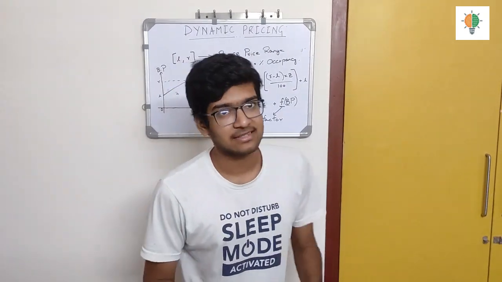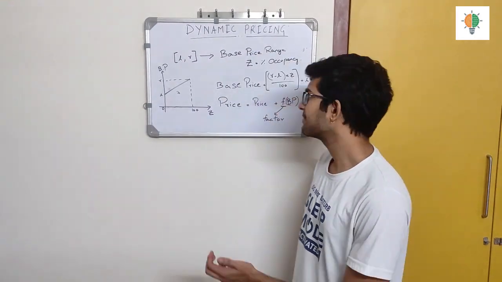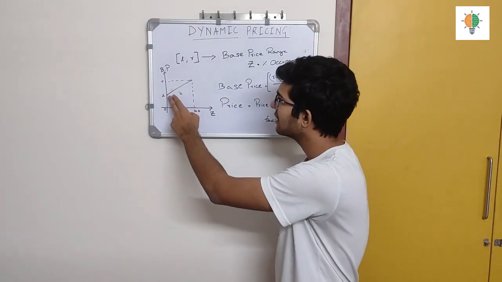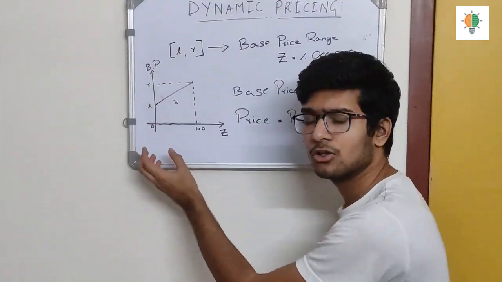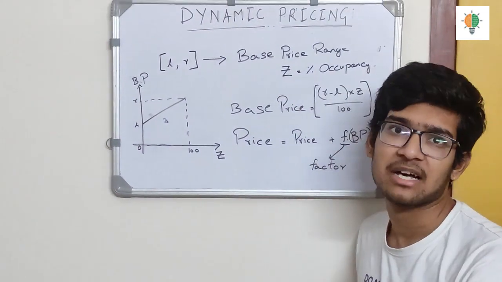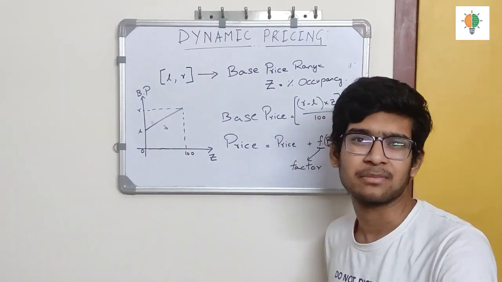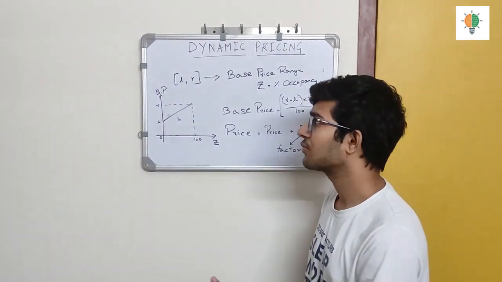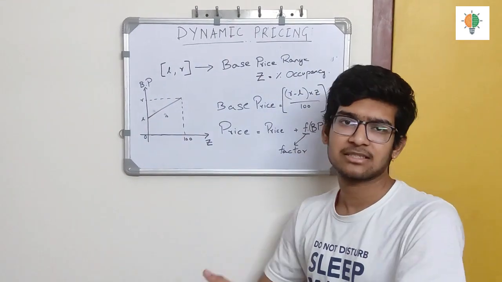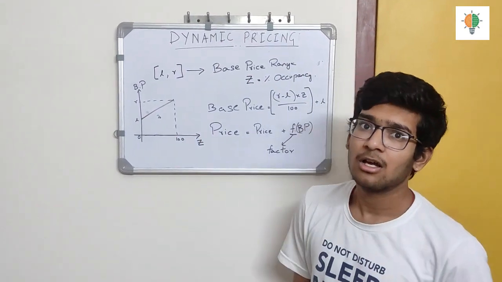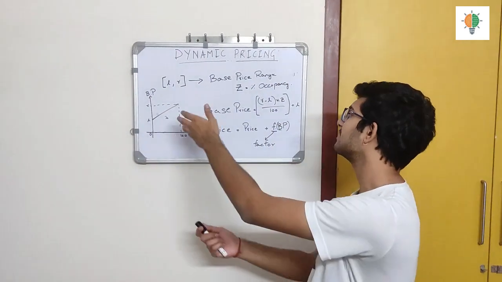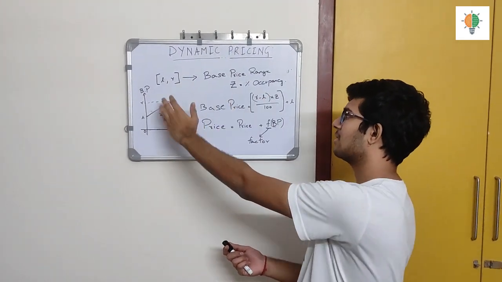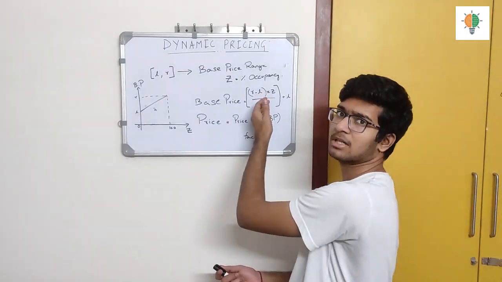So how is the base price exactly calculated? The base price is calculated using this graph. The x-axis represents the percentage occupancy. Whenever there is 0% occupancy, which means there are no cars in our parking slot, we'll charge the least because there is no demand at all. Whenever the demand is very high, we would charge more, which is R. In between, it would be calculated accordingly using this graph.